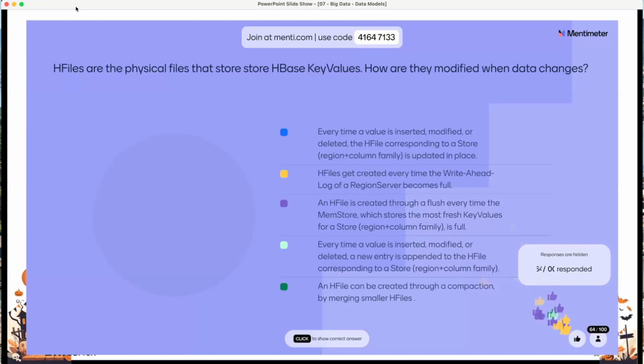So these are 5 different ways that an HFile could be created. I can give you a precision that maybe I should make the second proposition a bit more precise. When the write-ahead log becomes full, we sort the write-ahead log, and that's the intent, right? It's created from the write-ahead log when it's full.